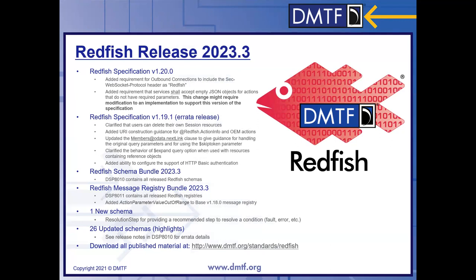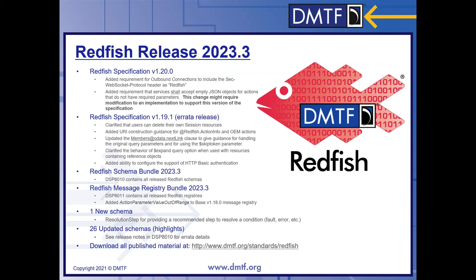As a summary of all the materials released as part of this cycle, we have a new revision of the Redfish specification, version 1.20. A few things caused that bump in minor version. One was adding a requirement on the recently added outbound connections using the WebSocket protocol. We have registered an official Redfish protocol header with the powers that be, so we wanted to make that a requirement for interoperability. That was the major change to the spec, which is really just a new requirement for folks doing the WebSocket pieces.